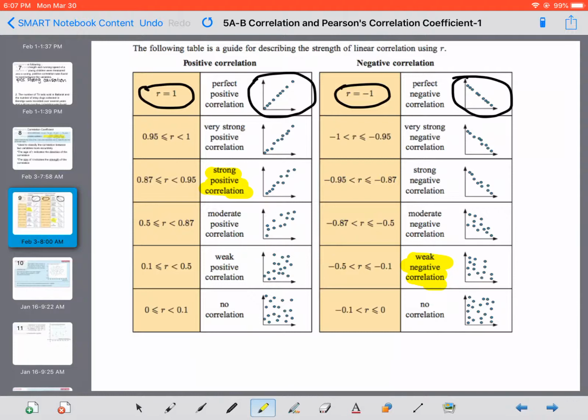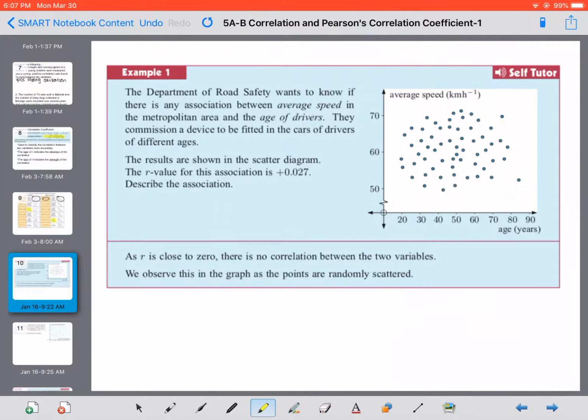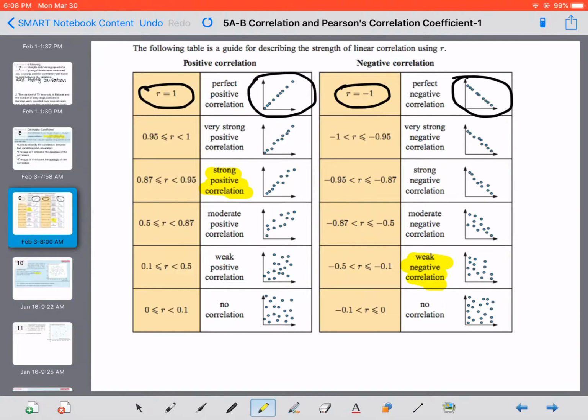So let's look at a problem. The Department of Road Safety wants to know if there is an association between the average speed and the age of the driver. The results are in the scatter diagram, and you can see just by the diagram that it's pretty scattered, and it has found our R value. Our R value, it says, is 0.025, and it says to describe the association. So if we look back on our chart, 0.027 falls in the weak positive.